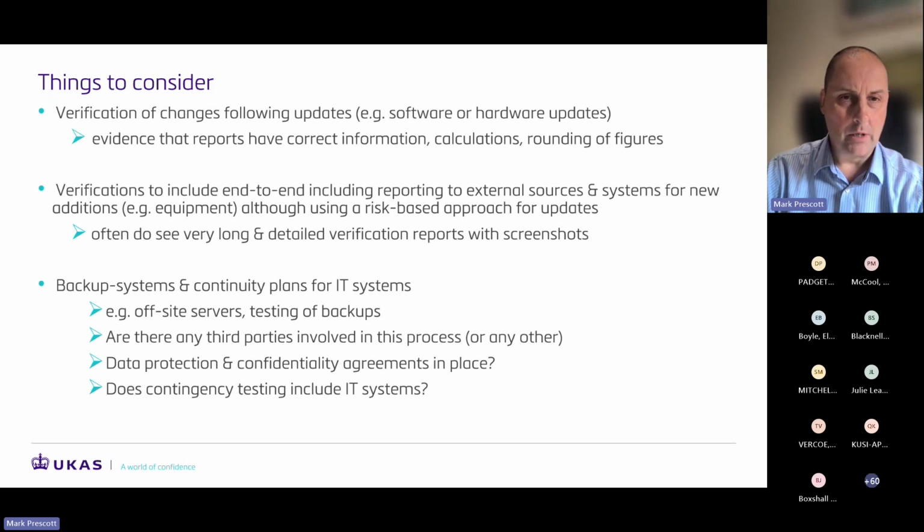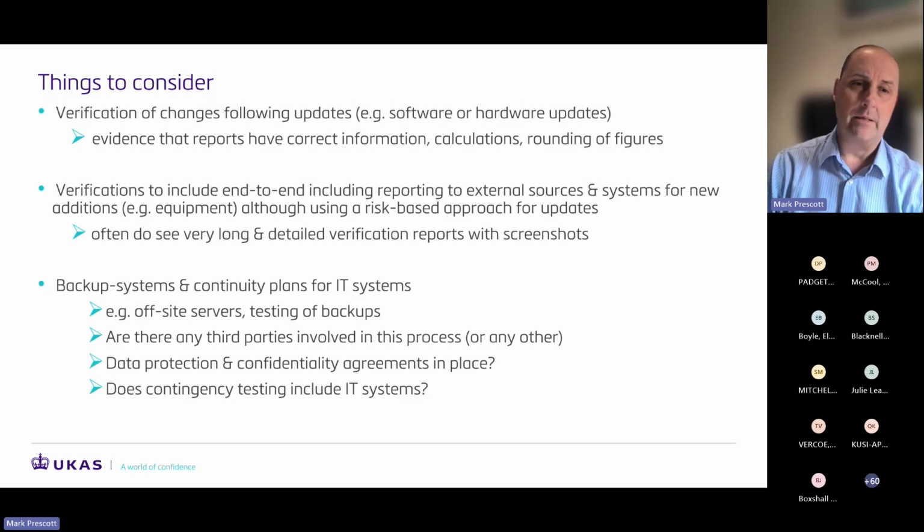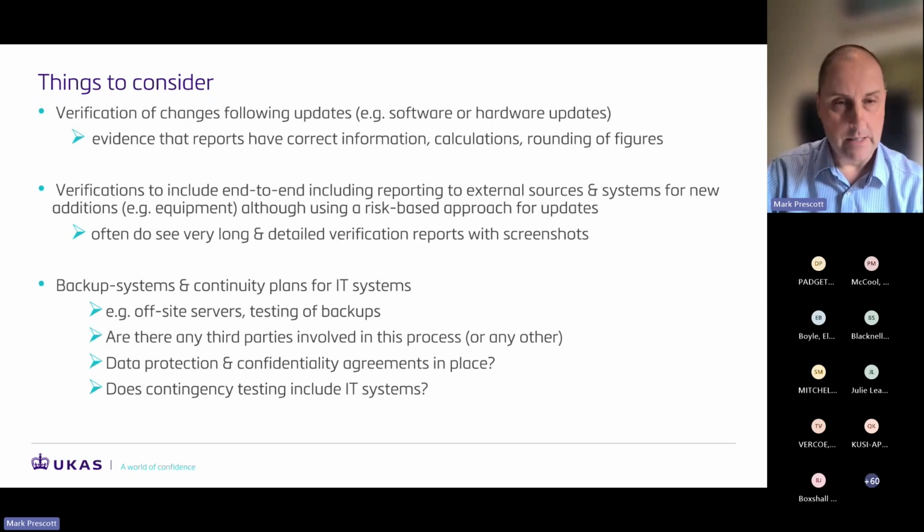I mentioned contracting out some of these services to other parties. Bear in mind that any third party involved in your IT system needs to be considered as a supplier like any other, the same as a supplier of your equipment and reagents. So you would determine their suitability to do whatever they're doing for you, making sure you've got robust data protection and confidentiality agreements in place. There's a much bigger focus on that now, and this is where ISO 27001 can come in useful. There's a lot of information there around data protection. And then, as I've written at the end there, make sure that your contingency testing does include your IT systems.